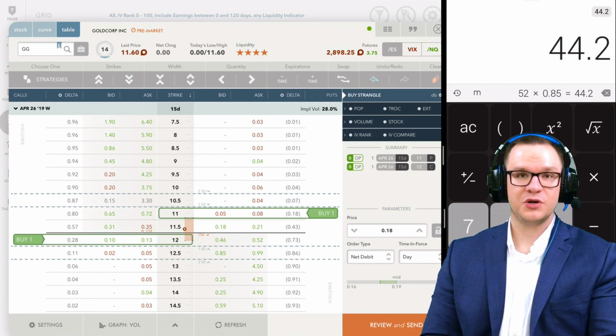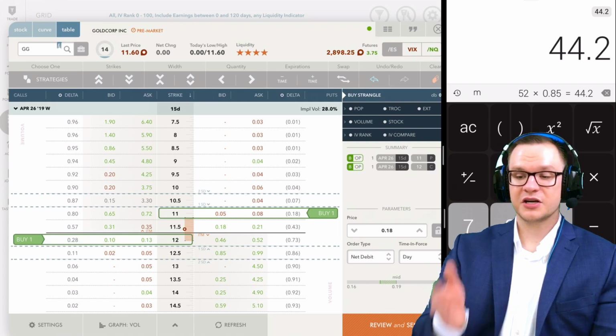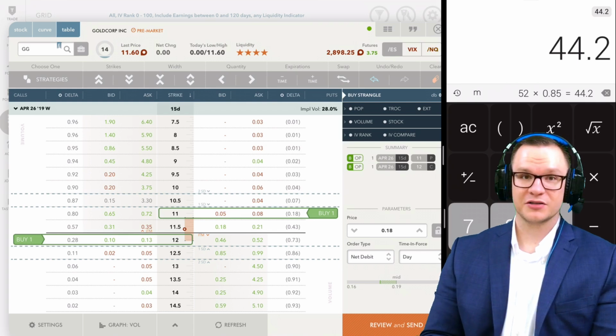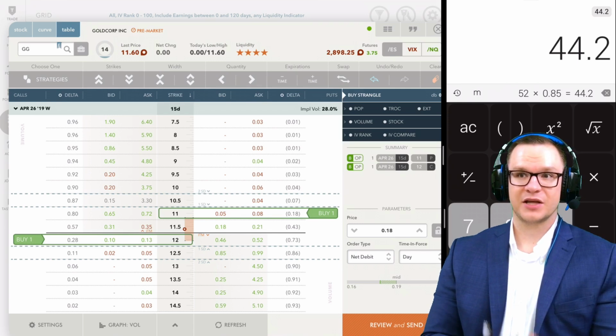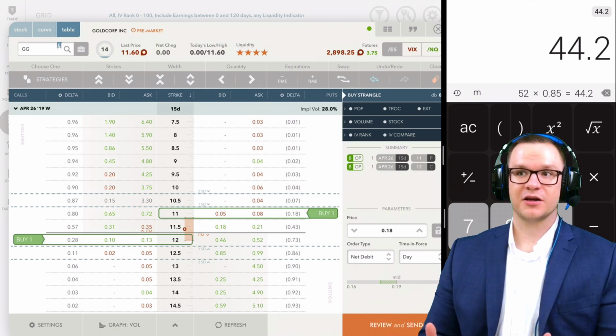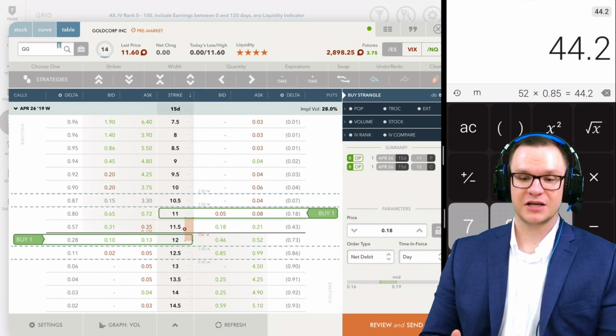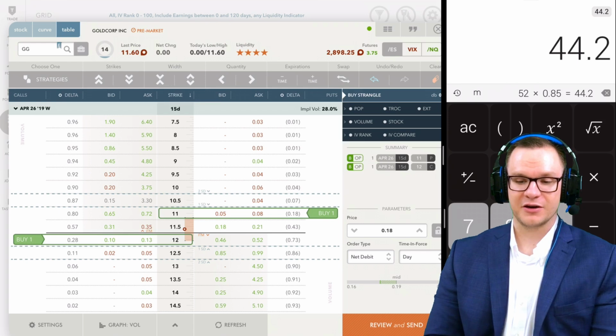This stock can move $2, $3 at earnings. Our expected change here is 44 cents. It moves $3. You got a pretty hefty winner here when you've only paid $18 to enter the trade, right? That $3 move essentially is going to be a $300 profit on an $18 trade. That's a sizable profit right there.